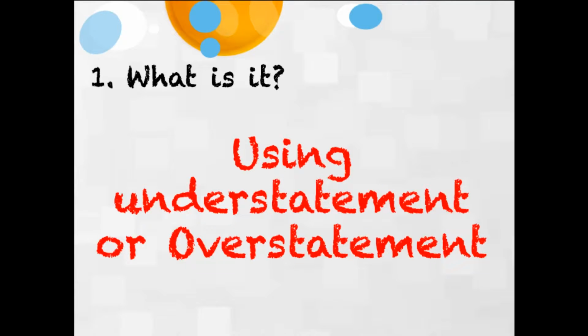So first of all, what is it? That first box you're going to write using understatement or overstatement. We're going to talk about both of these things. They're opposites of each other, but it works well to learn about them together because they contradict one another. They're opposites.